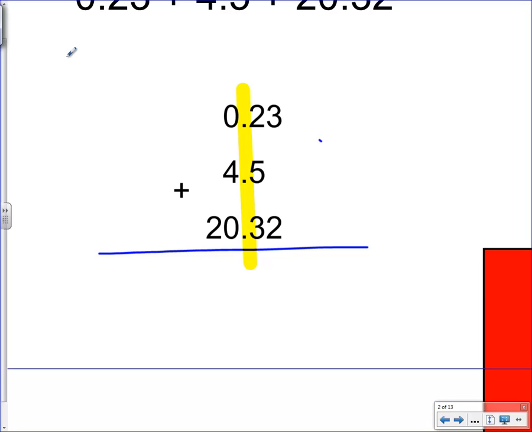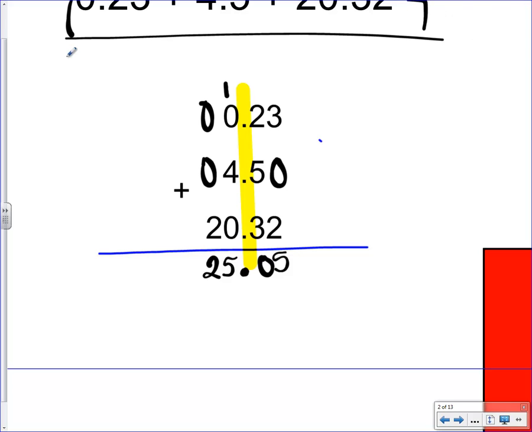I know that I'm going to bring this down straight in my answer, so I'm going to go ahead and bring that decimal point down. And if there's not a number in there, you can put a placeholder in if you feel like you need to. 3 plus 0 is 3, plus 2 is 5, 2 and 5 is 7, 7 plus 3 is 10, carry my 1, and 0 and 1 is 1, 1 plus 4 is 5, plus 0 stays 5, and then 2, remember there's nothing up here, so we're just going to put 2 down. If I add those three numbers up here that we started with, we ended with 25 and 5 hundredths.